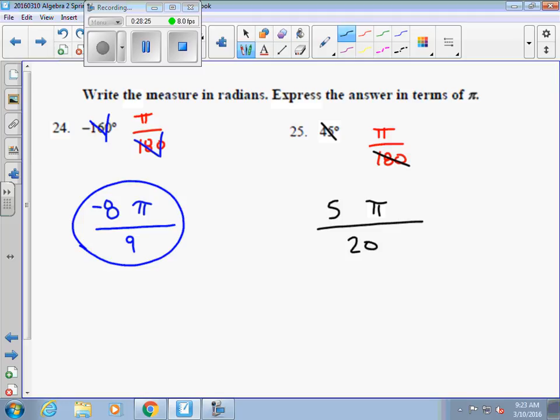So right here, look at the difference between number 24 and 25. This one says 5 pi over 20. You can reduce this one more. The number 5 goes into both of these. Don't leave something unreduced. 5 goes into itself once and into 20 4 times. So this is simply written as pi over 4.